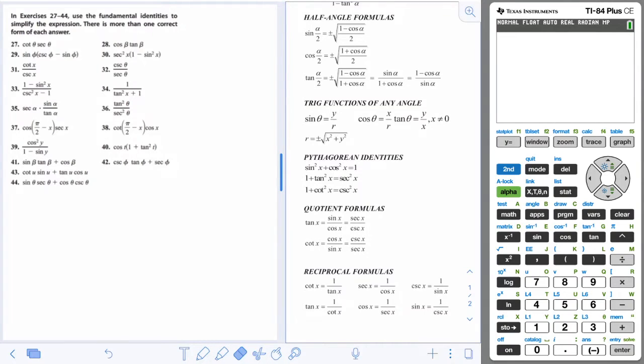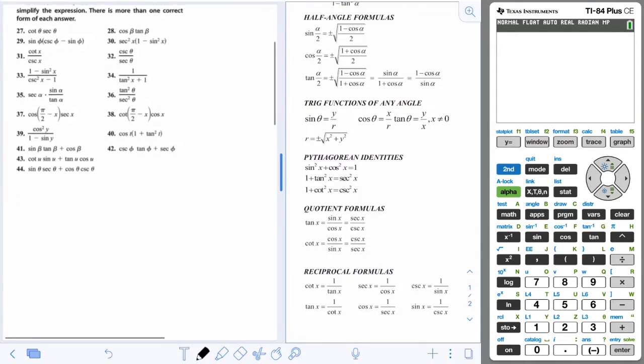These questions ask us to use identities to simplify the expression, and like the instructions say, there are more than one form of the correct answer, but really what you're looking for is to get this down to a single expression or to the smallest, most simple expression that you can. So I'm going to go through some of the even ones here and try and help make them a little bit easier for you.